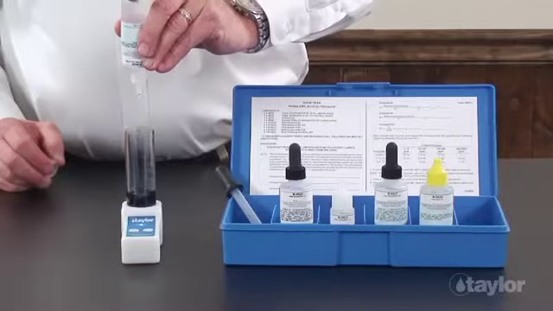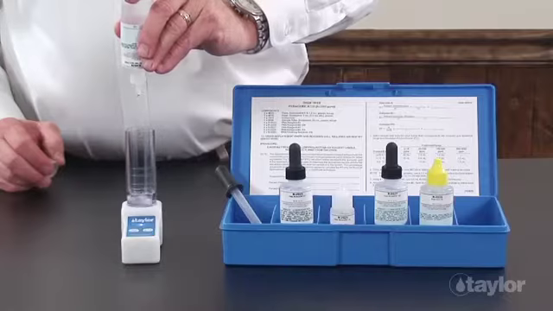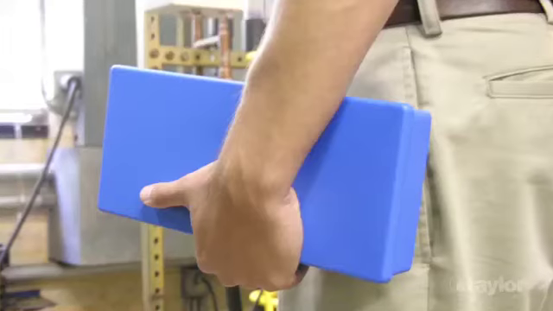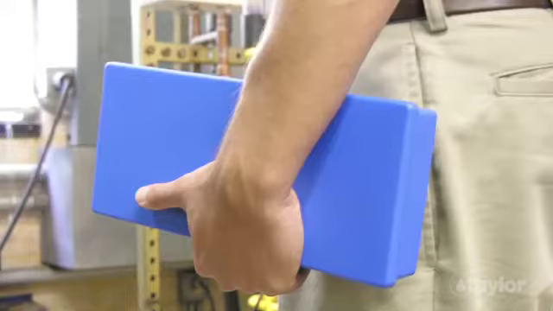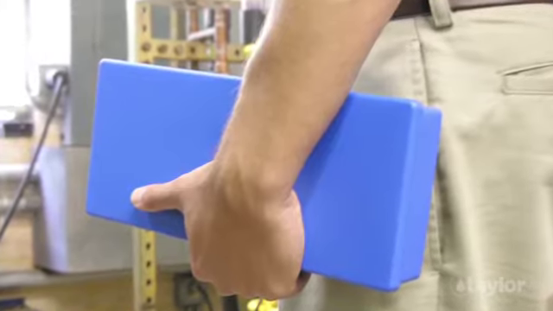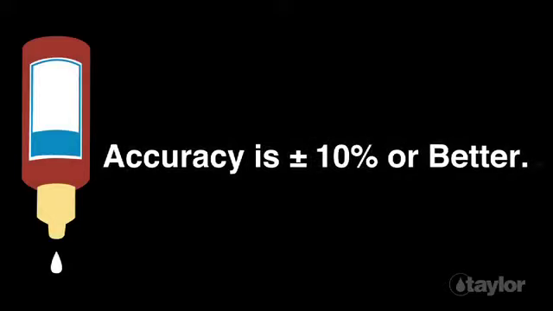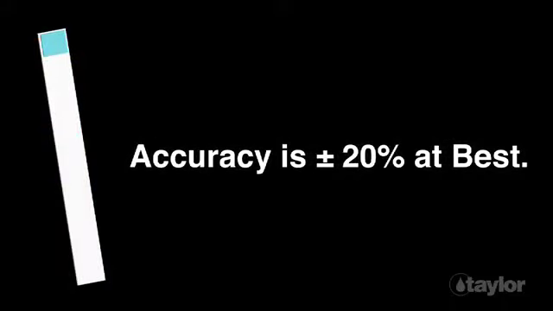Taylor's method for testing peracetic acid is categorized as a titration. Drop count titrations are preferred for field testing because of their portability and ease of use. Taylor's drop tests have an accuracy of plus or minus 10% or better, making them a better choice than test strips, which at best have an accuracy of plus or minus 20%.